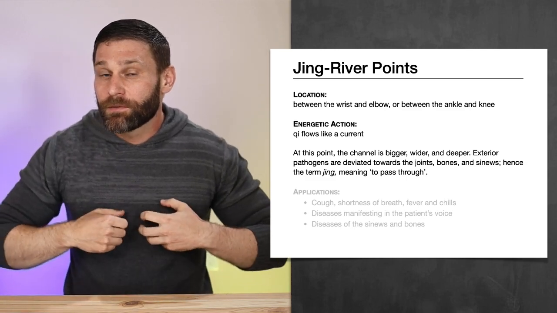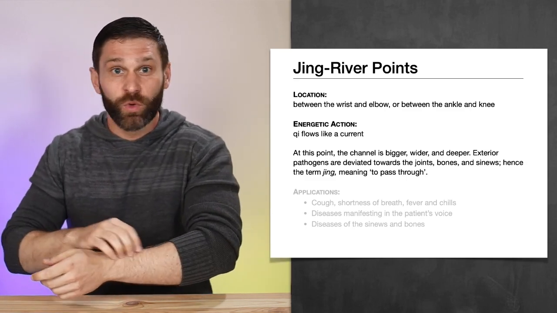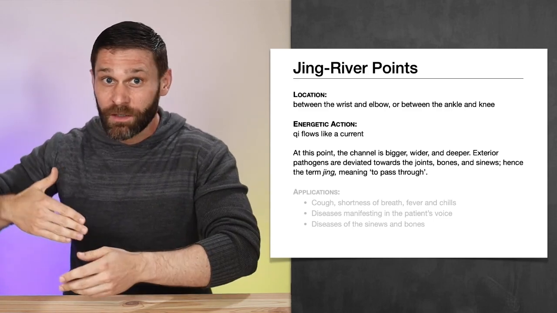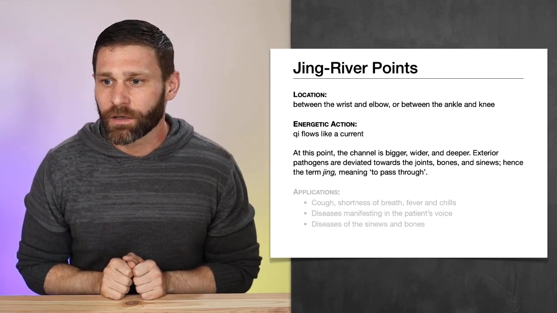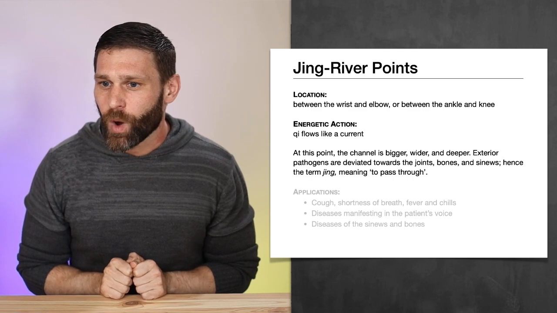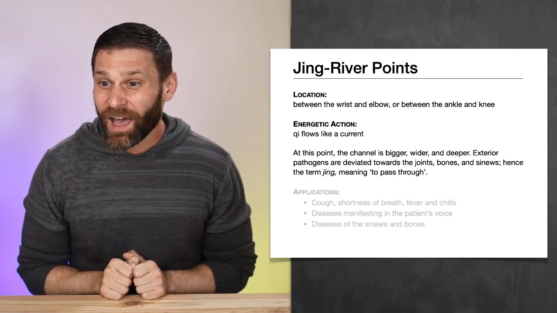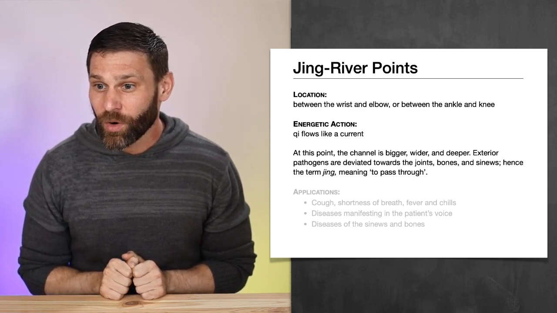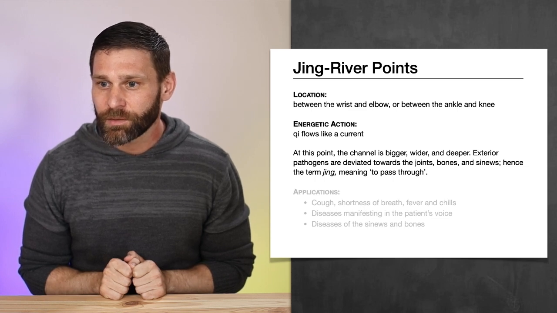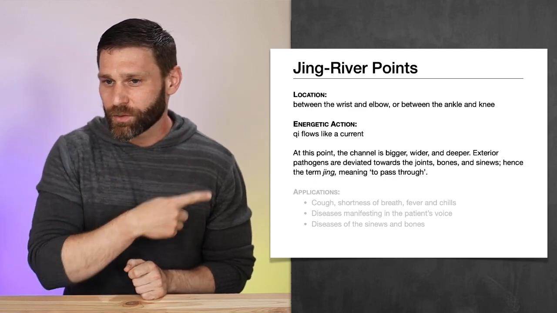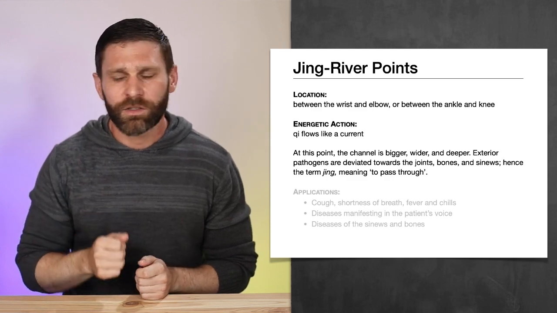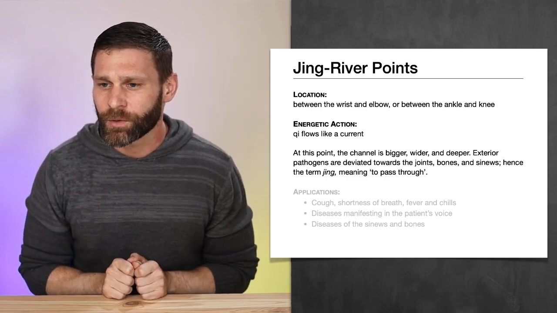So here the qi flows like a current. Here it's a river, it's pretty wide, it's pretty deep, and it's moving along pretty well. At this point, the channel is bigger, wider, and deeper. Exterior pathogens are deviated towards the joints, bones, and sinews. Hence the term Jing means to pass through. I think this is actually the same character as channel, meaning to pass through.